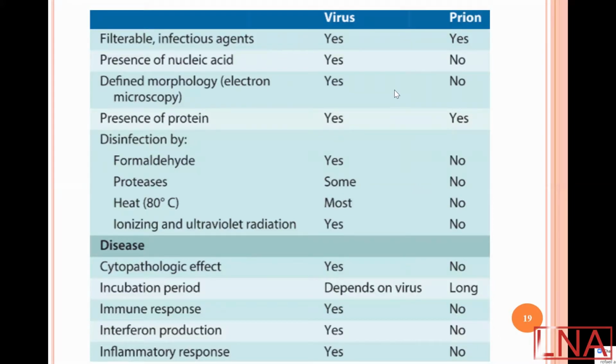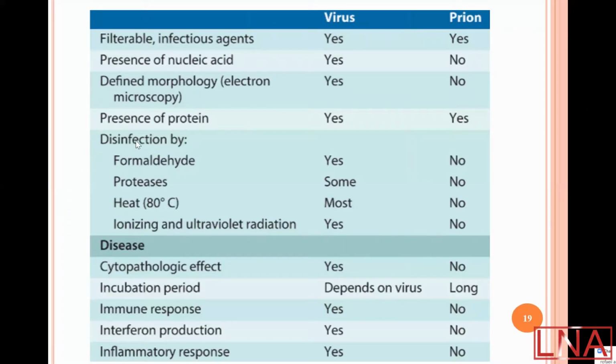In prions, there are no nucleic acids. There is no morphology which can be described by electron microscopy, because it's just proteins, nothing more, proteins without DNA or RNA or capsid or cell wall membranes, nothing, only protein structure. Of course, it has proteins.